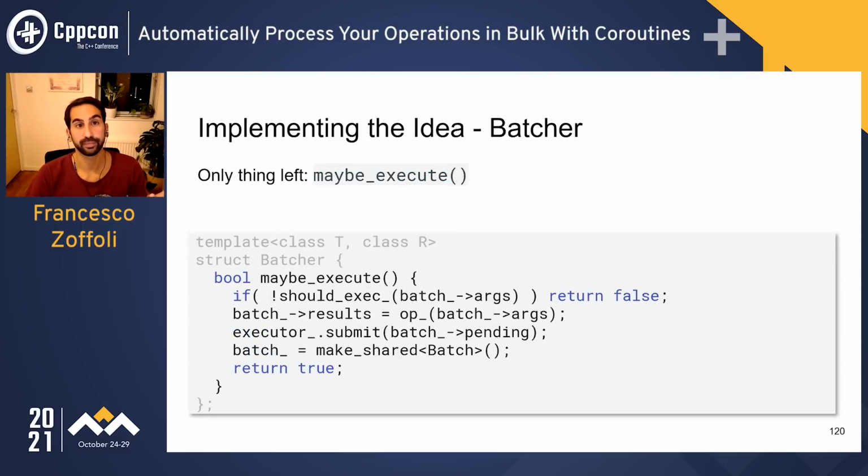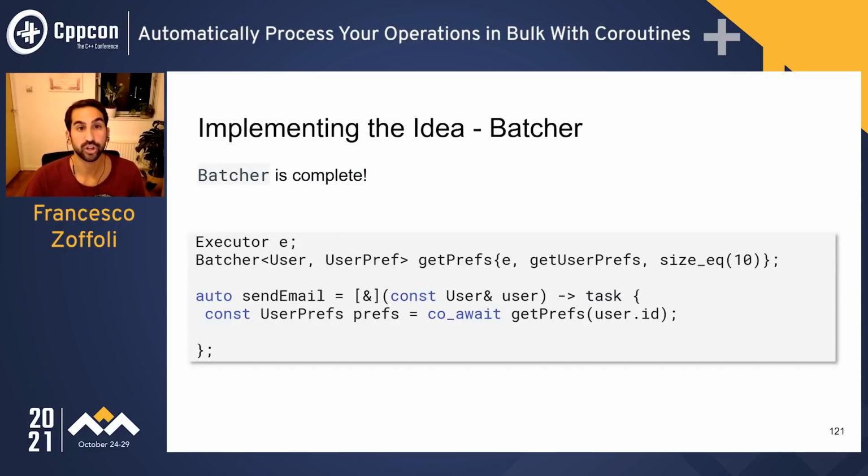So the only thing left is to implement maybe execute. And this is very simple. We are going to check whether we need to execute the batch. And if we don't have to execute the batch, we are going to return false. Then we are going to call our operation and store it inside the result. And since we perform the operation, we are going to submit all the pending coroutines inside the executor to be resumed. Then we are going to create a new batch, so the next calls to the batcher are going to start from an empty batch, and return true. And this means that the maybe execute, so whoever called it, it's ready to continue. And at this point, the batcher is complete.